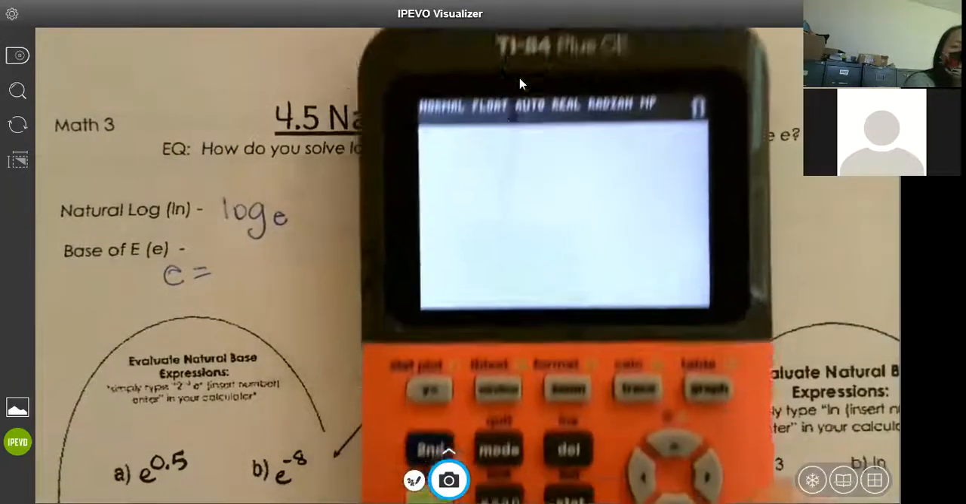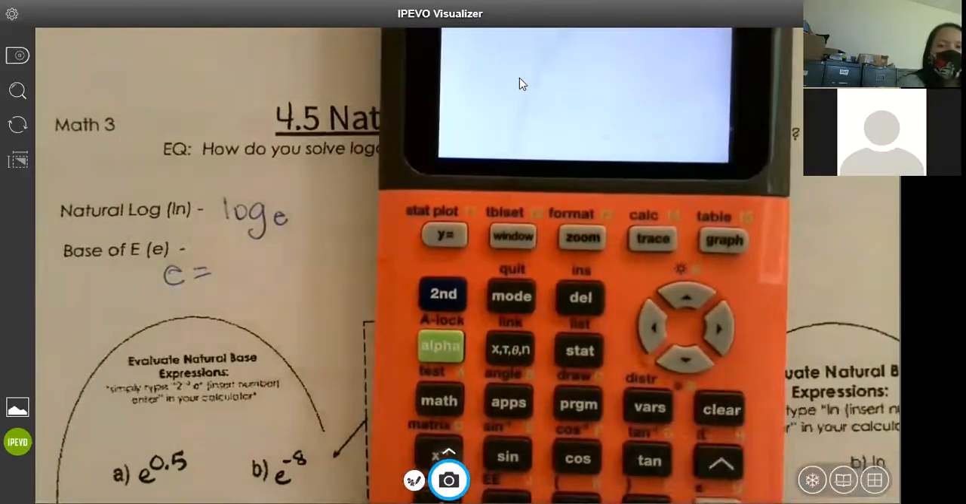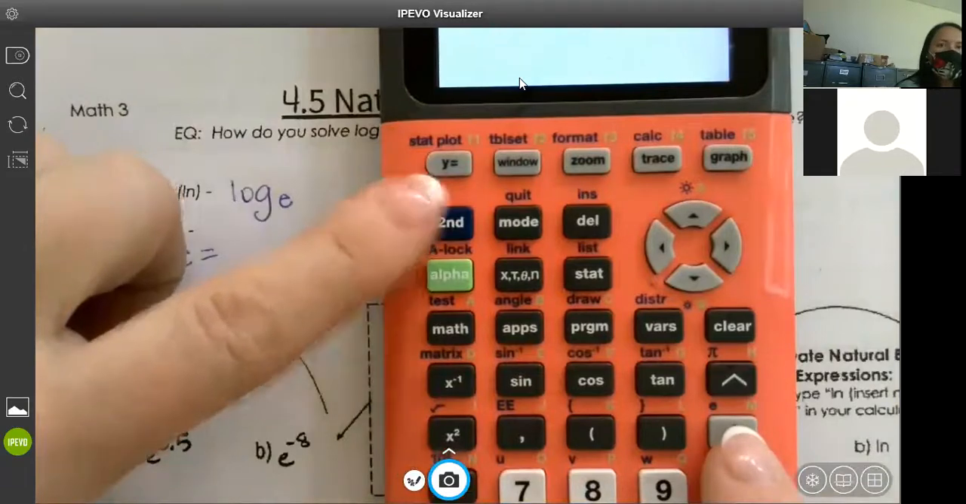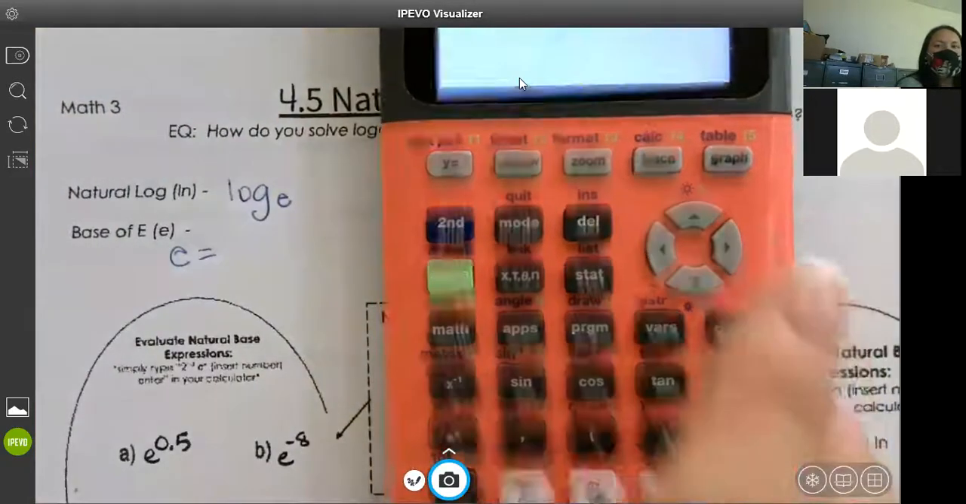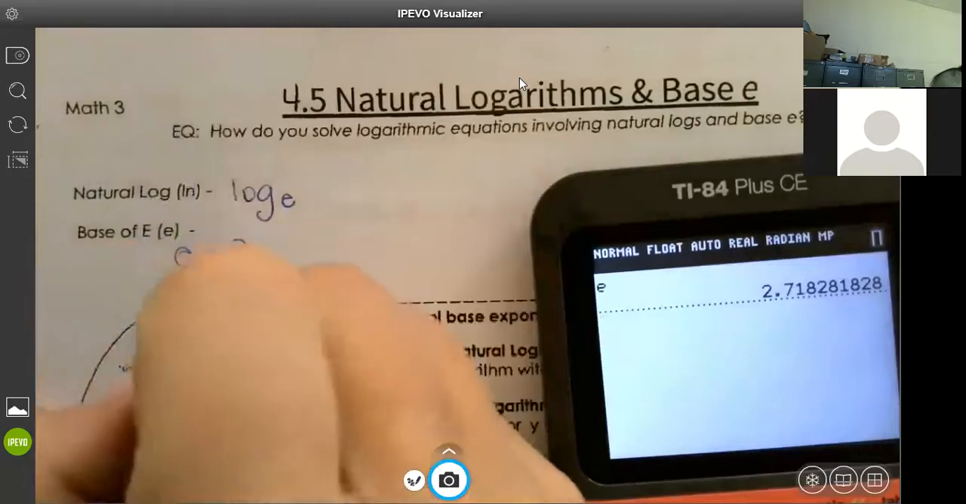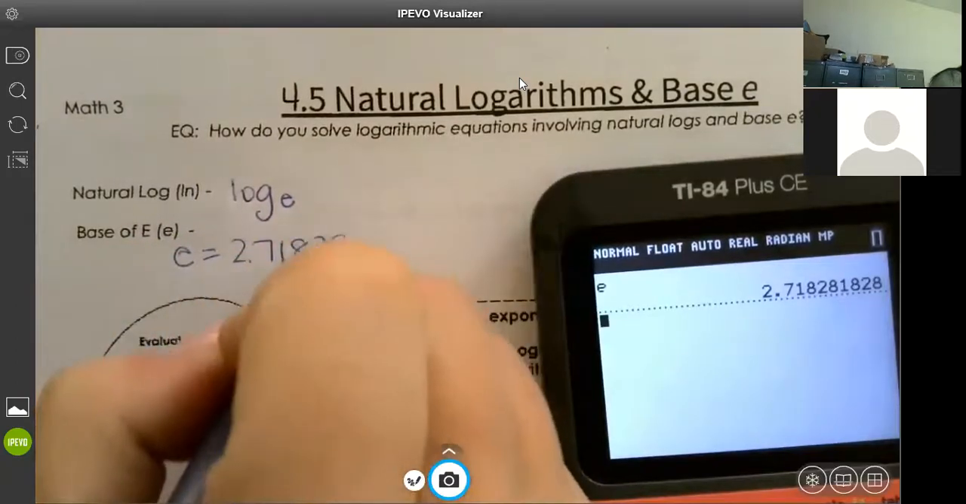So if you do second and divide, there's an e there. So second and divide, and it'll put e in just like this. When you hit enter, it's just like pi, how pi is always 3.14. e is always 2.71828, blah, blah, blah. Okay, so 2.71828.